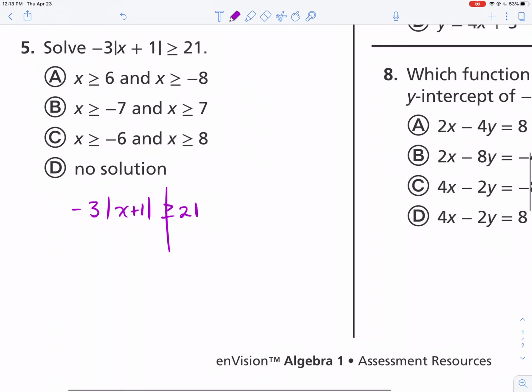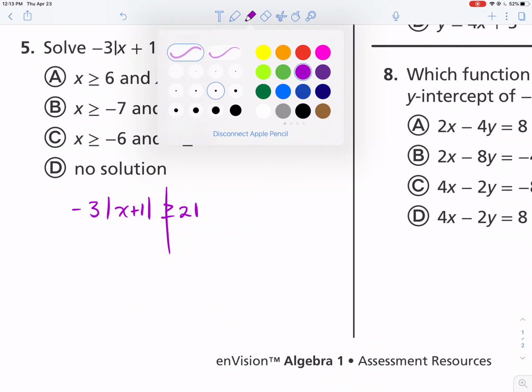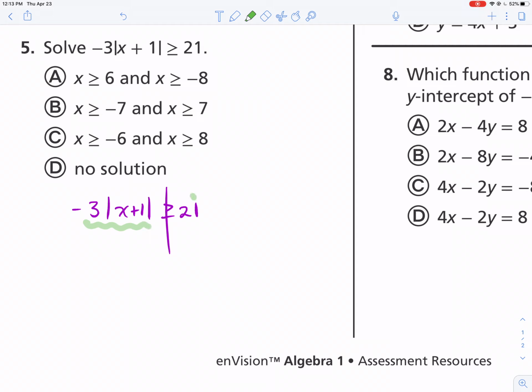Okay, so there's a couple ways to do this. A lot of you like to distribute, but I want to get rid of that -3 out front, just to make my life a little bit easier. Right now I have some absolute value stuff on this left side, and right here I have a positive number. But I don't have the absolute value by itself. So I'm going to get the absolute value by itself, and if the number on the other side is a positive, I can continue.